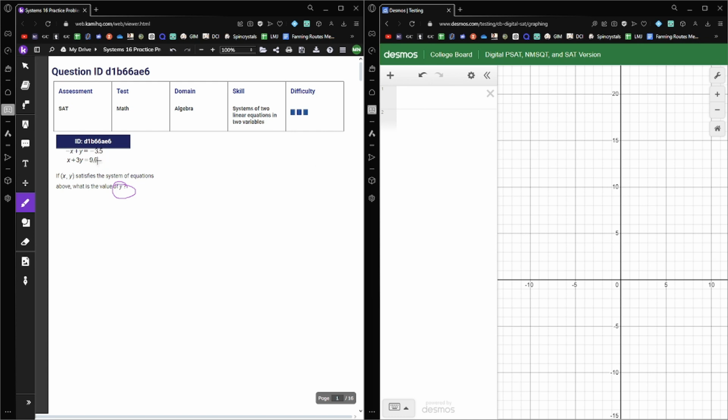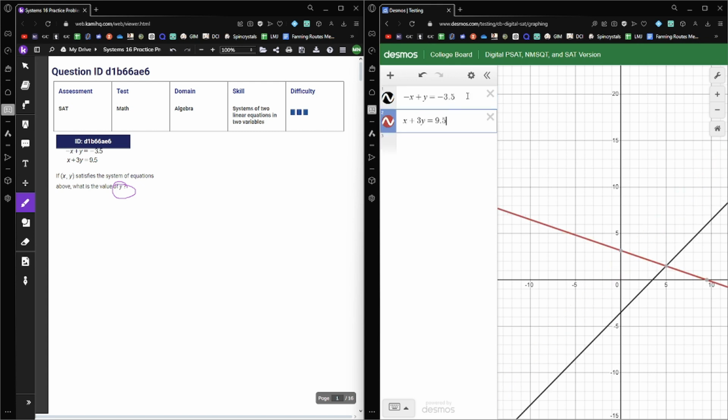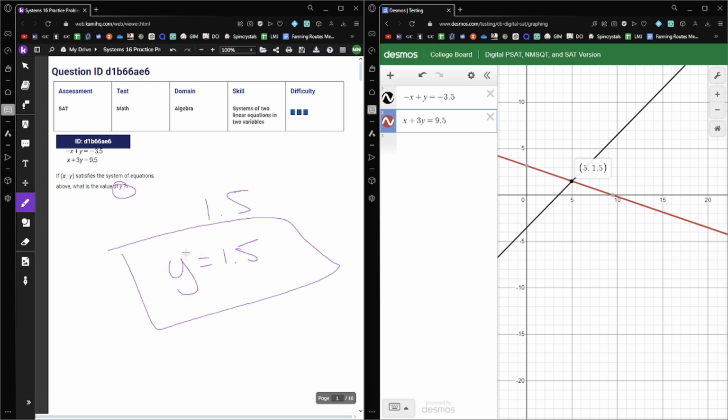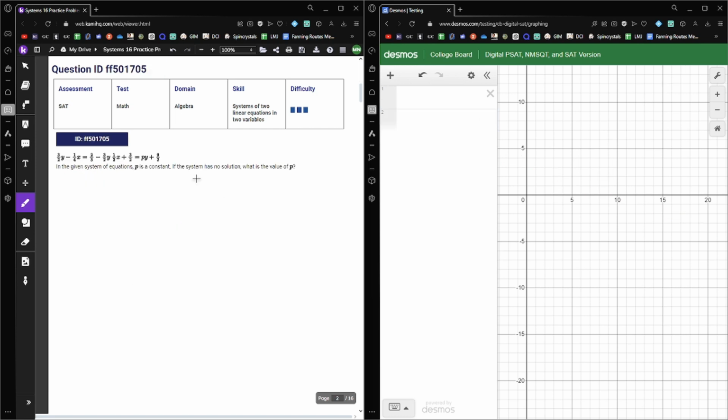I don't know why it looks like this, I'm sorry, but hopefully y'all can still read it. Negative x plus y equals negative 3.5, and x plus 3y equals 9.5. Let's look at the intersection, which is right here, and the y value is 1.5, so y equals 1.5, and that's our answer.